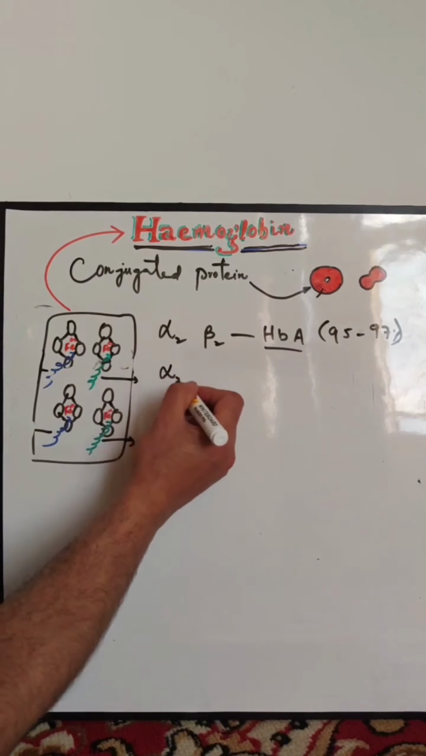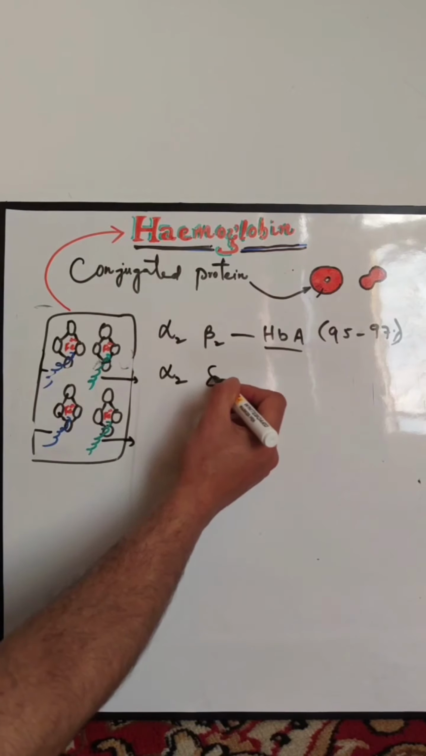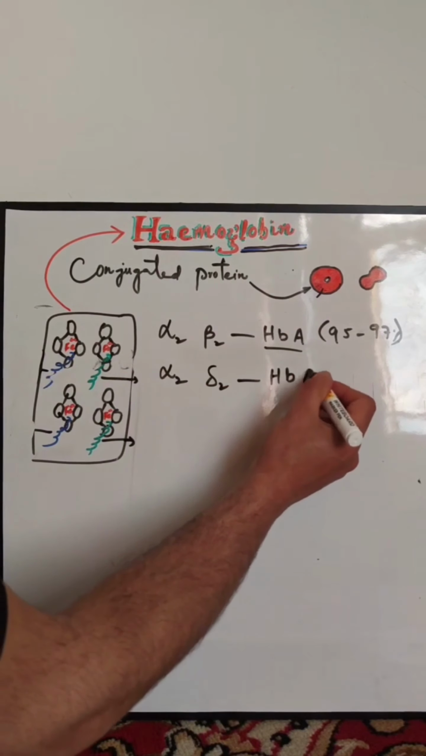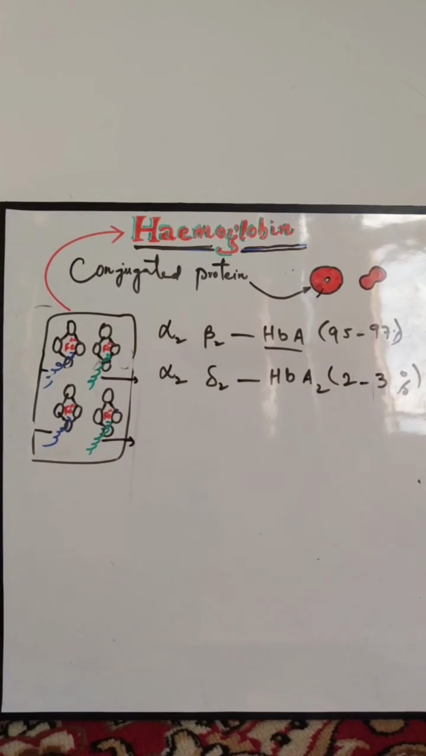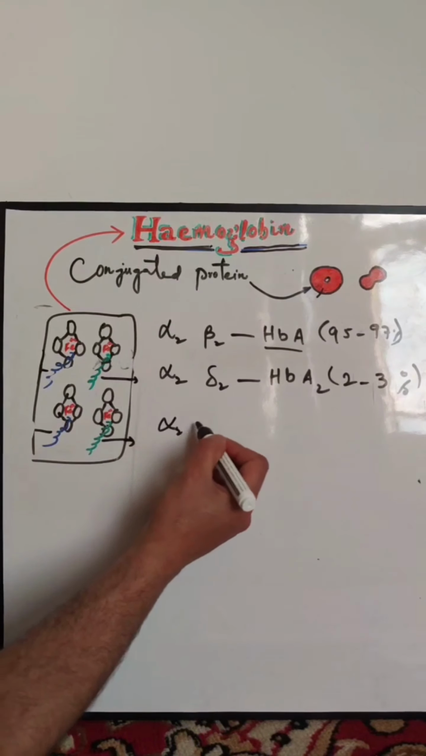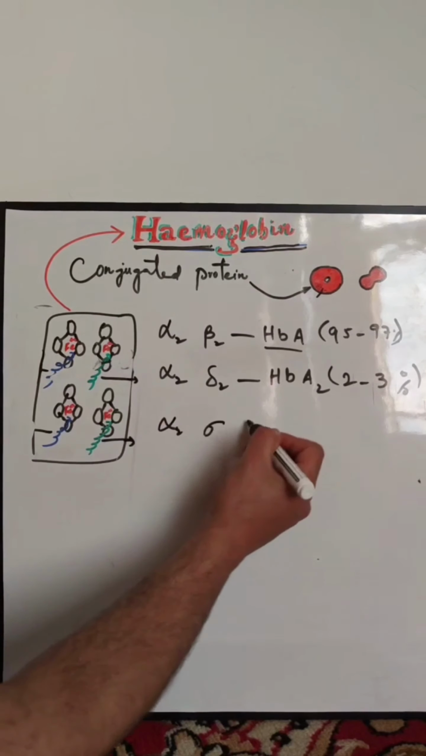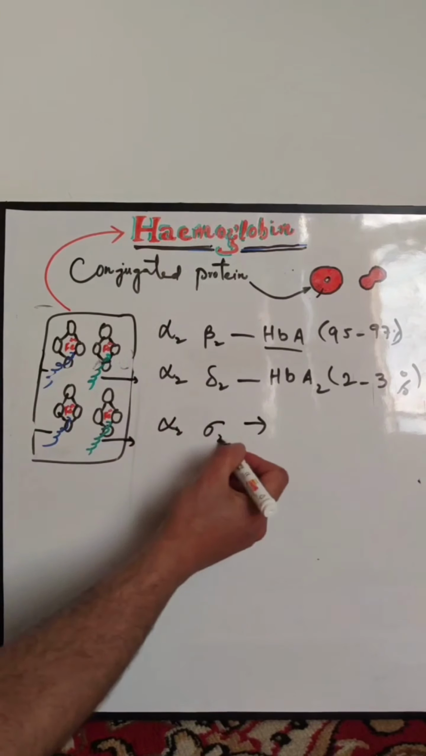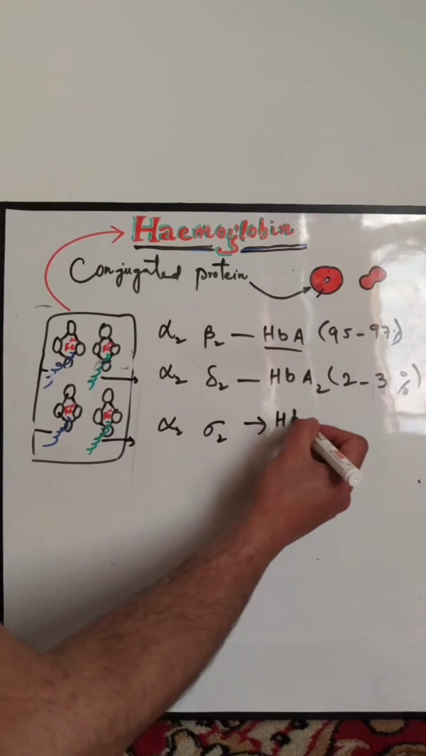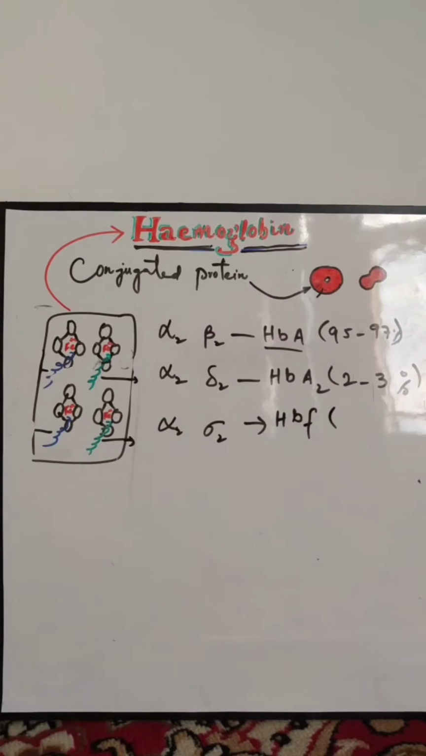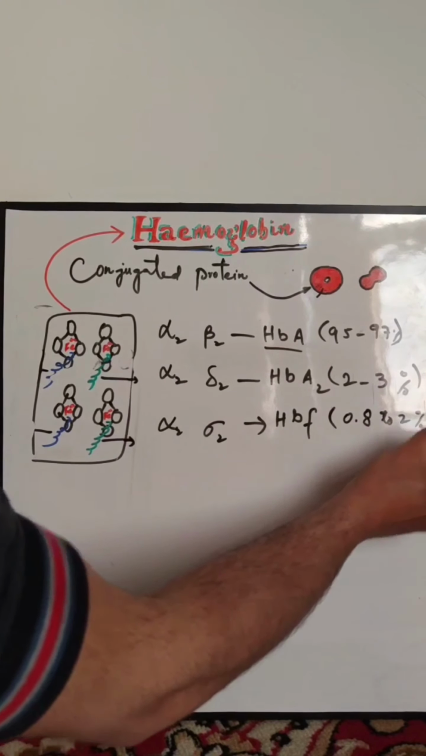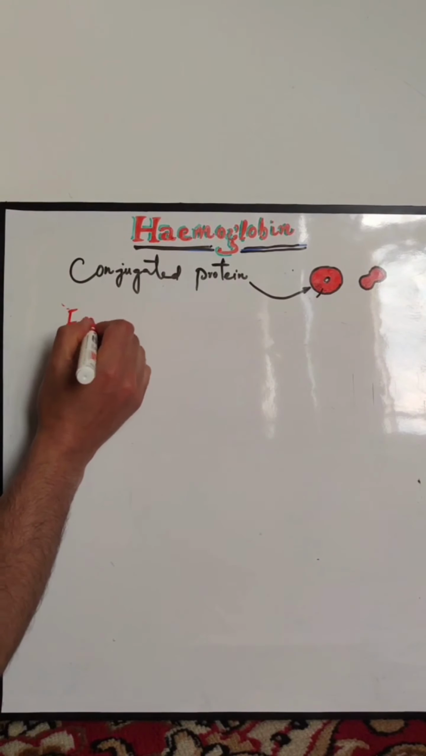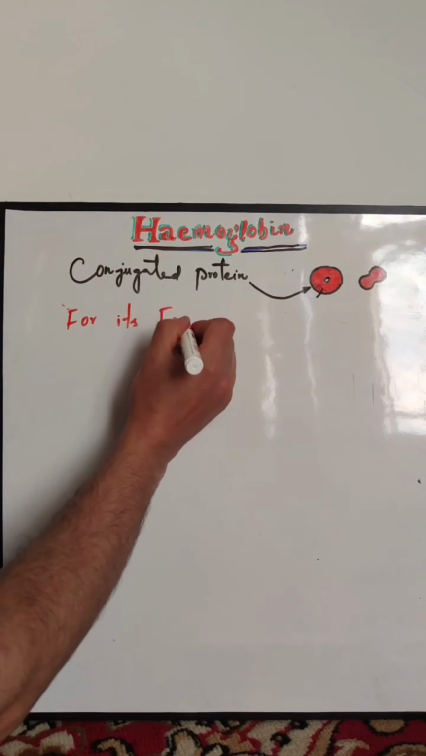If the chains are alpha 2 and delta 2, this type of hemoglobin is called HbA2. It is 2 to 3%. And there can be alpha 2 and gamma 2. This is called fetal hemoglobin, HbF. The percentage may be 0.8 to 2%.